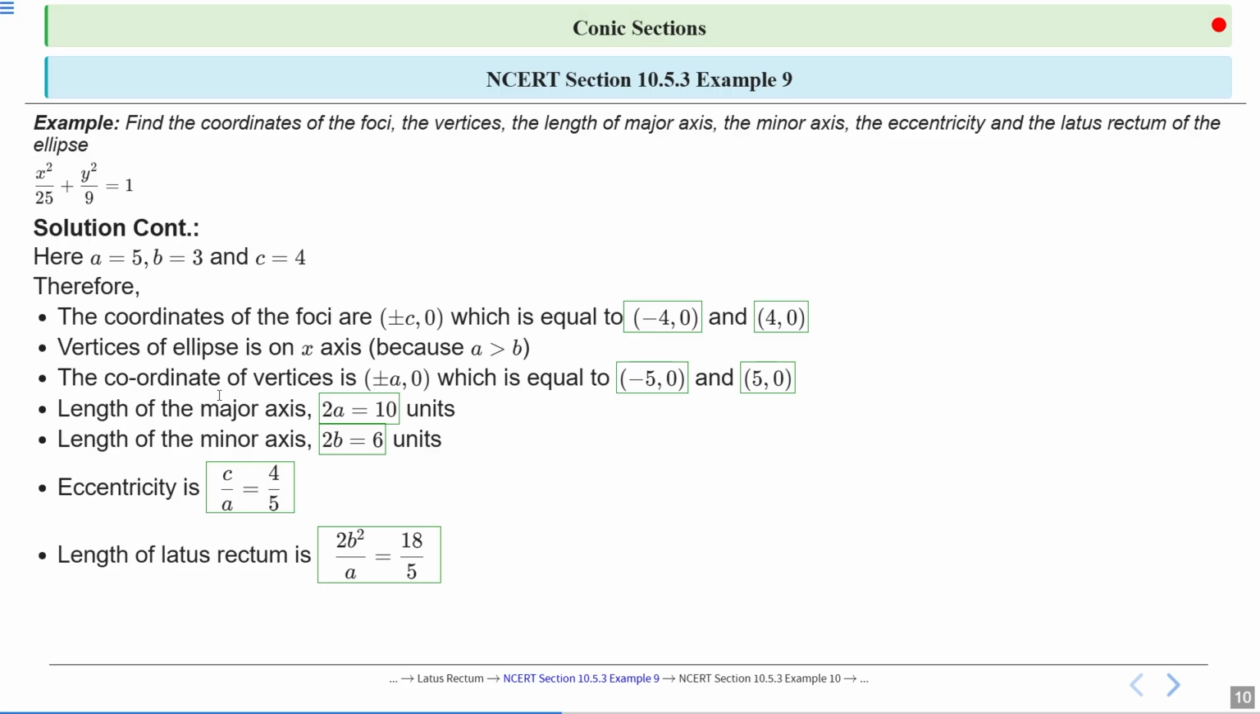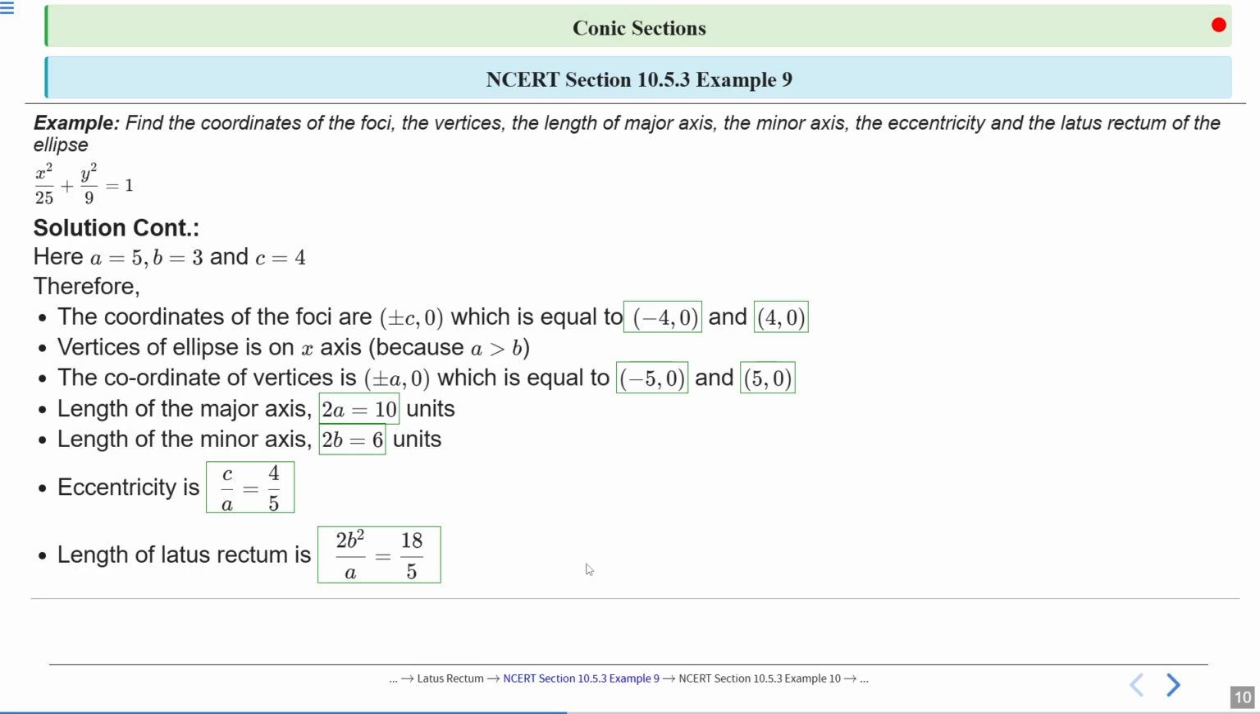So our answer we obtain here: the coordinates of the foci are minus 4 comma 0 and 4 comma 0. The coordinates of the vertices are minus 5 comma 0 and 5 comma 0, and length of major axis is 10 units, length of minor axis is 6 units, eccentricity is 4 upon 5, and length of latus rectum is 18 upon 5. So I hope this example is clear to all of you.